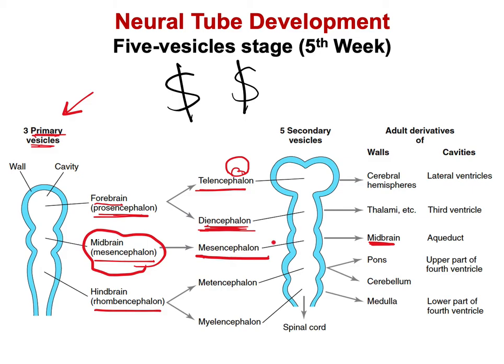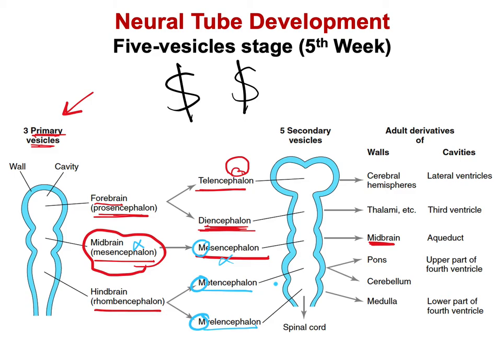Now, the hindbrain or rhombencephalon will give the metencephalon and myelencephalon, M. Yes, we have another M, but we agree that the midbrain will not change. Mesencephalon stays mesencephalon. So the last two are M, metencephalon, myelencephalon.